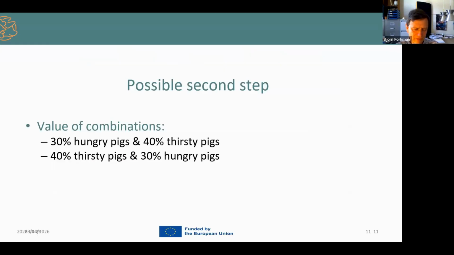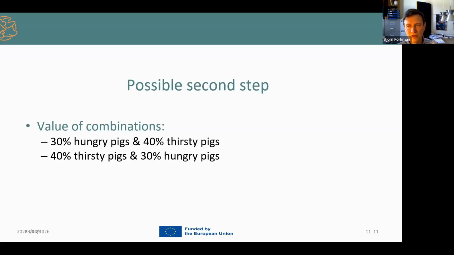Once you've done that, you often encounter a second step. And that step is similar to the first one that I showed you, which in this case is very simple. All right, so you have one farm with 30% hungry pigs and 40% thirsty pigs. What's their welfare? And then you have another farm with 40% thirsty pigs and 30% hungry pigs. What's their welfare?